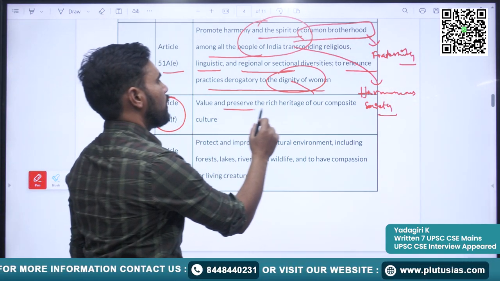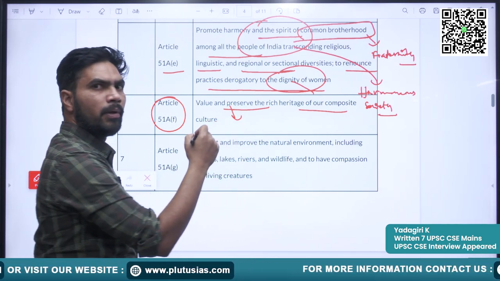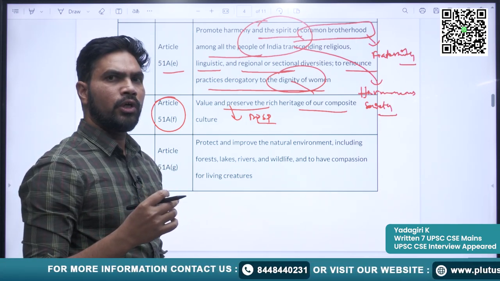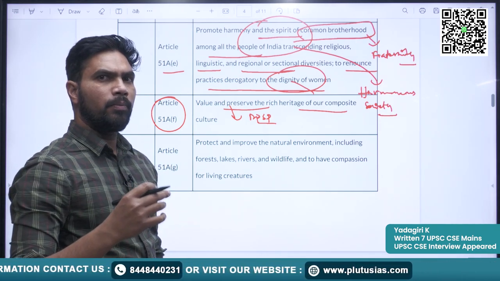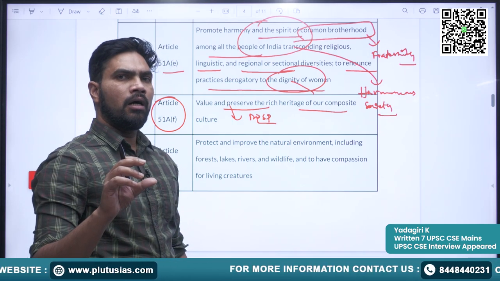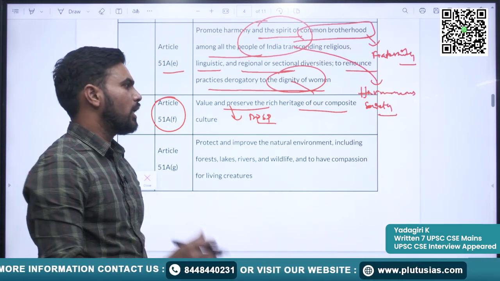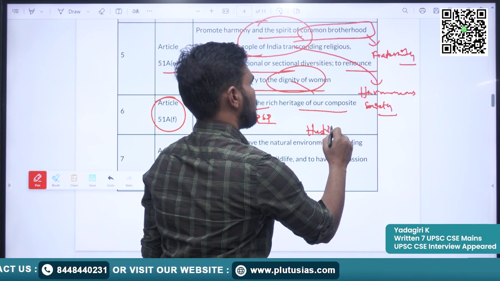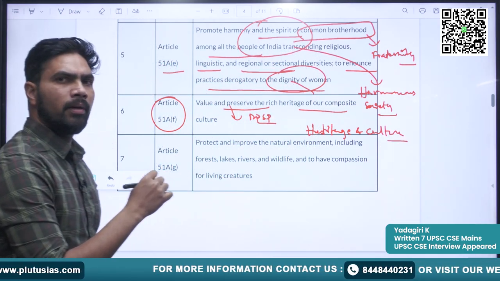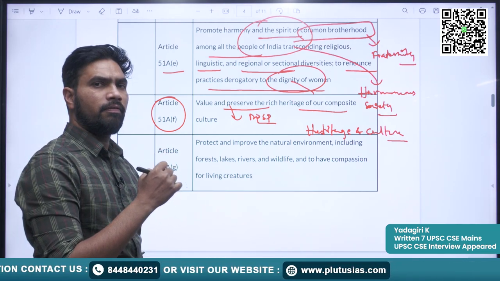The next duty is to value and preserve the rich heritage of our composite culture. We have a particular DPSP regarding this one: the state should ensure that rich cultural and natural heritage is protected. We have a particular Act to ensure that also, and the same thing is mentioned in the fundamental duties. Here the citizen should ensure that our rich heritage and culture is protected. It has been made a duty of every citizen to protect the rich heritage and culture of India.